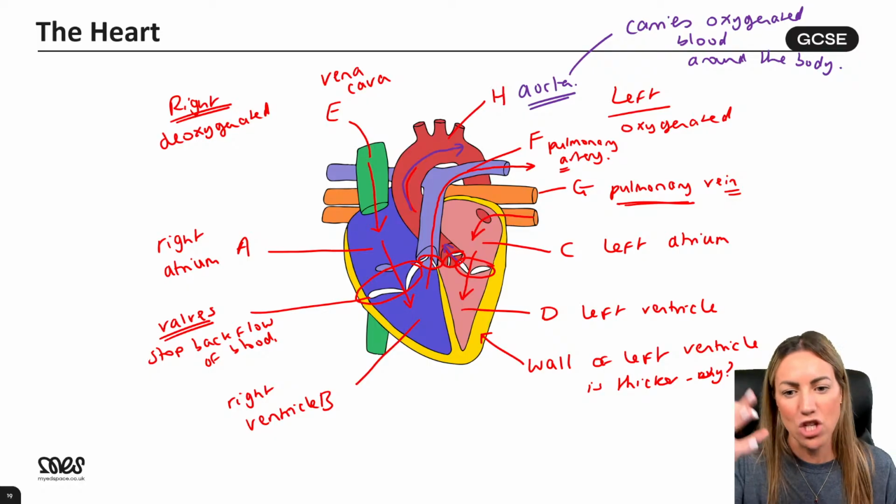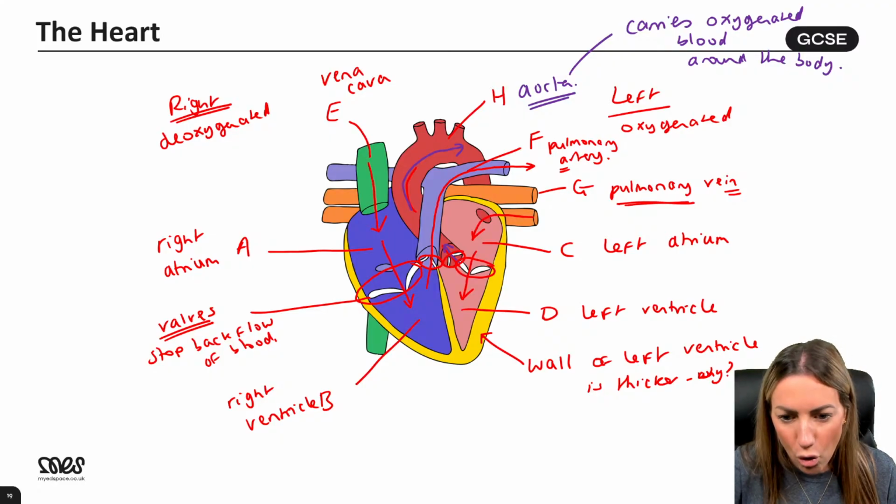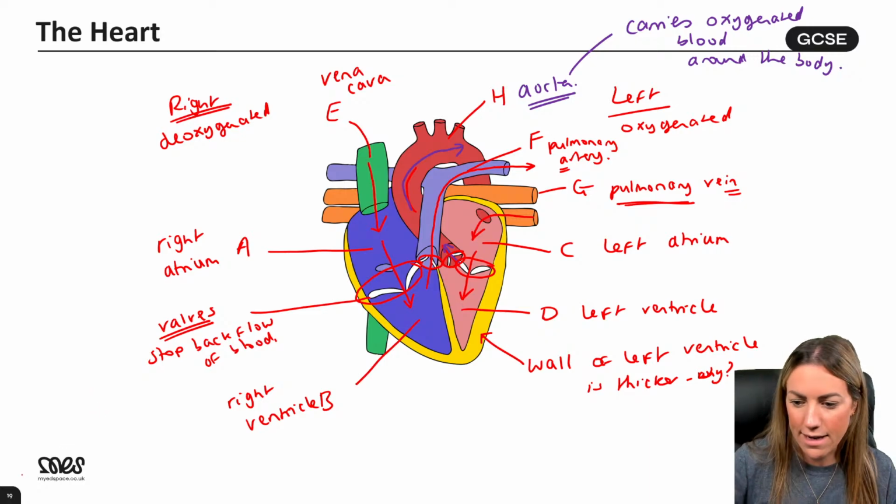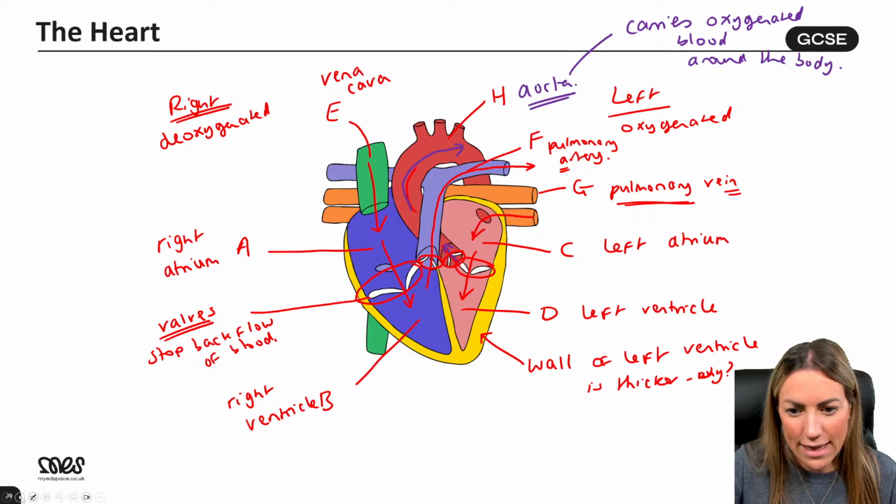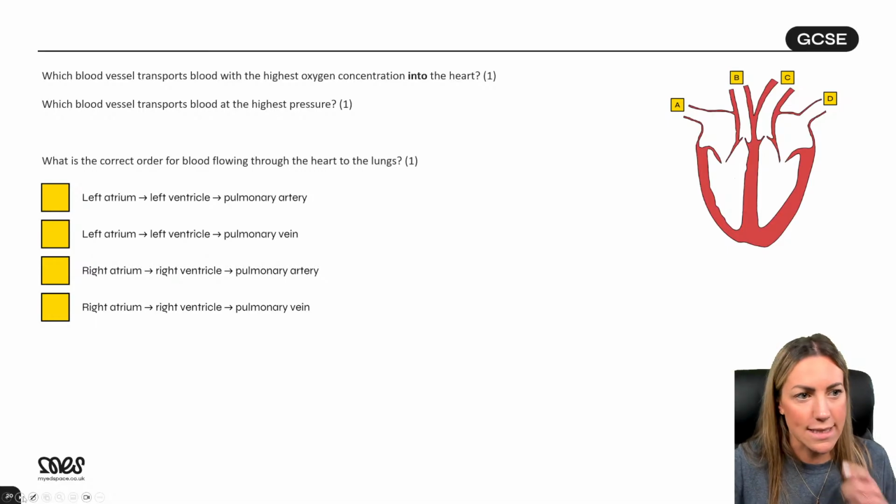It's got to have a stronger contraction. It's pumping oxygenated blood all around the body. Okay. Good, good, Elizabeth. Well done. Well done, Mary. Okay. Now we've labeled it. The pulmonary artery takes the blood to the lungs to get oxygenated. Remember, it's got to go to the lungs to get oxygenated.